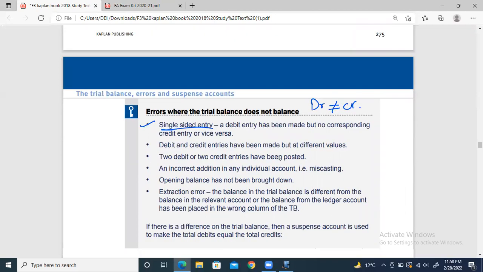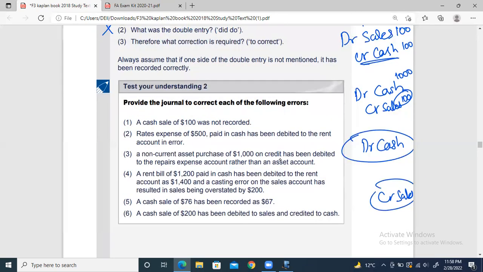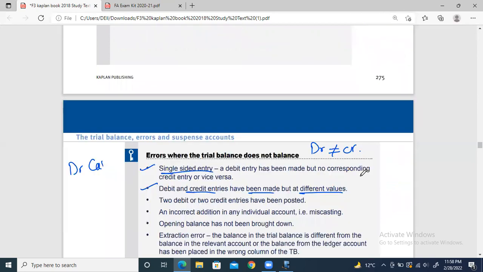Now, debit and credit entries have been made, but at different values, obviously. So let's say debit cash, same example as this one. Debit cash is with 1000, credit sales is with just 100. So there is a $900 difference on the credit side. This is the meaning of the second one.